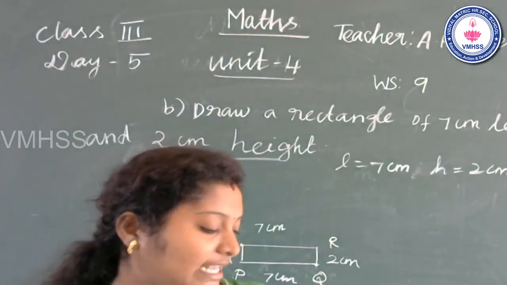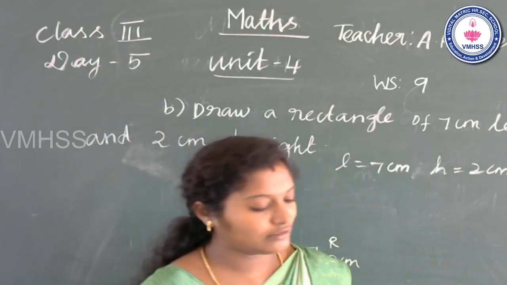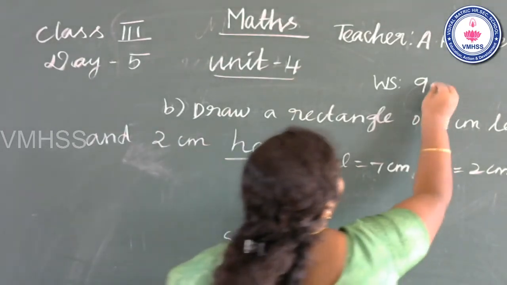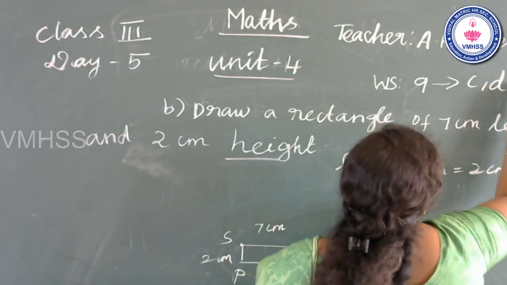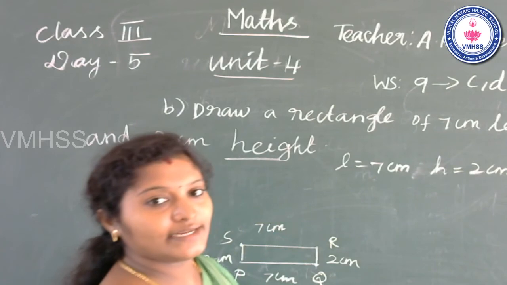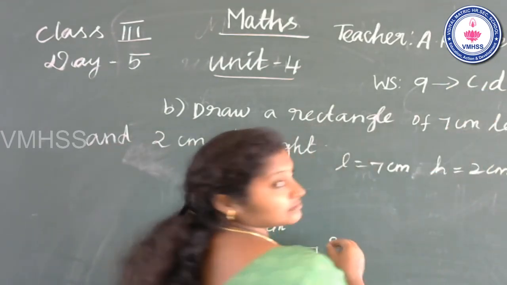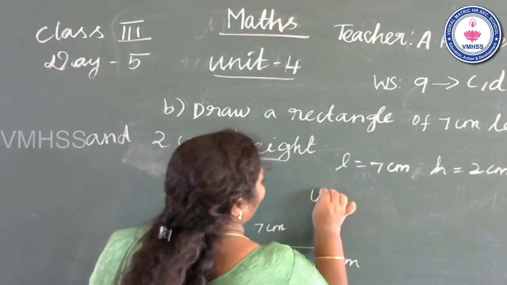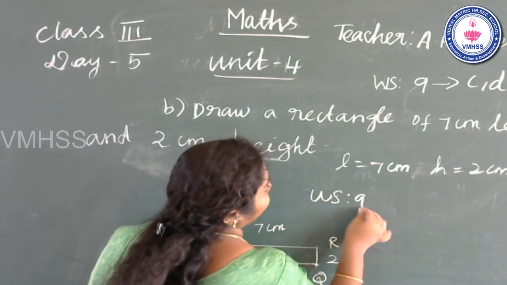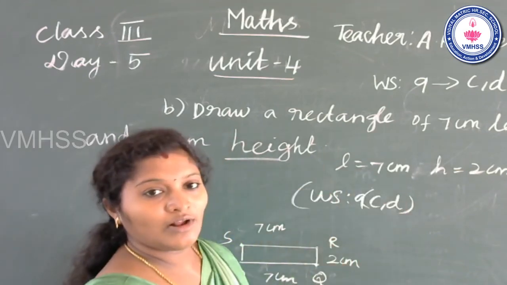C and D are the homework. Worksheet number 9. C and D homework. Students, worksheet number 9, C and D. These are the homeworks.